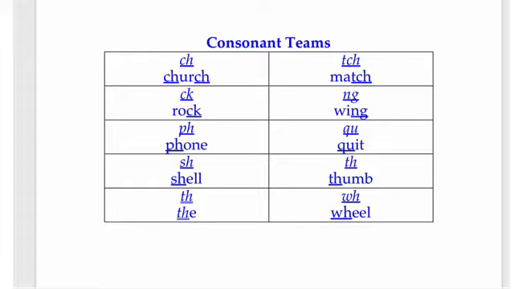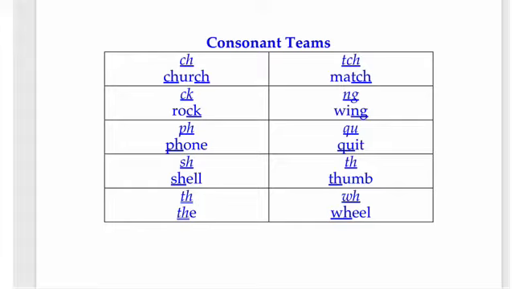CH, "ch," as in church. TCH, "ch," as in match. CH and TCH both represent the same sound. TCH must have a short vowel directly in front of it in order to use it. CK, "k," as in rock. CK must have a short vowel directly in front of it in order to use the CK team.